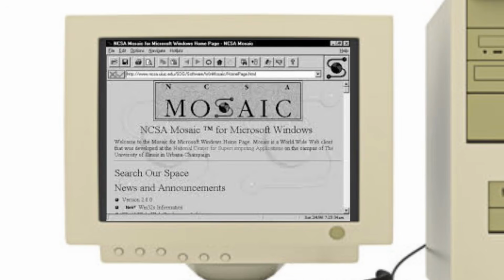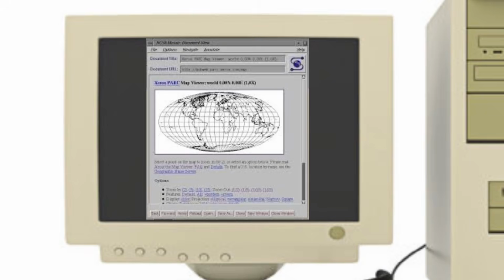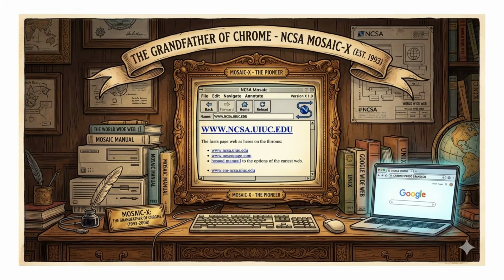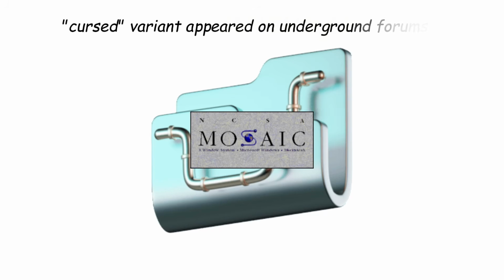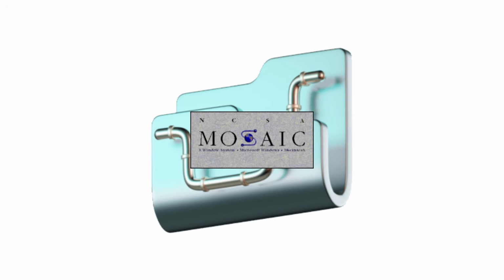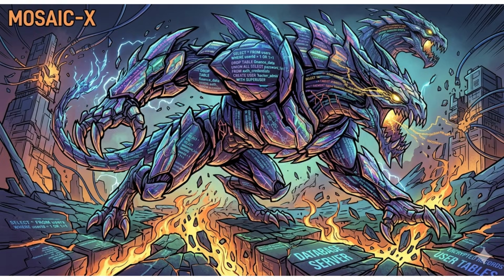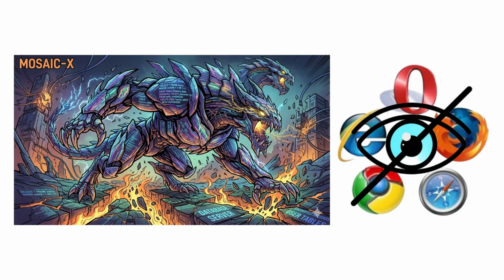In the early 90s, the NCSA Mosaic browser revolutionized the web by putting images next to text. It was the grandfather of Chrome, but in the mid-2010s, a cursed variant appeared on underground forums. Mosaic-X looked like a 1993 relic, but it was recoded into a high-level SQL injection beast designed to crawl dark directories that modern browsers literally can't see.